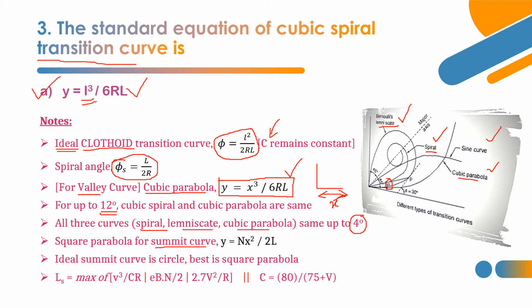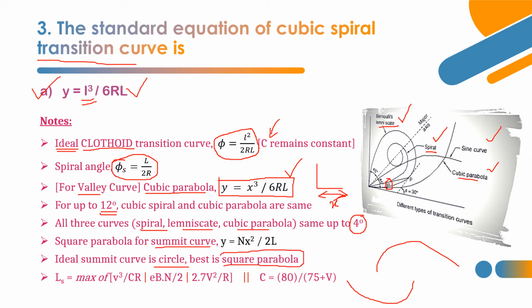And for summit curve, the curve adopted is square parabola. Square parabola is for summit curve. Cubic parabola is for valley curve. So this is the summit curve and this is the valley curve. Ideal summit curve is circle, but best suited is square parabola.